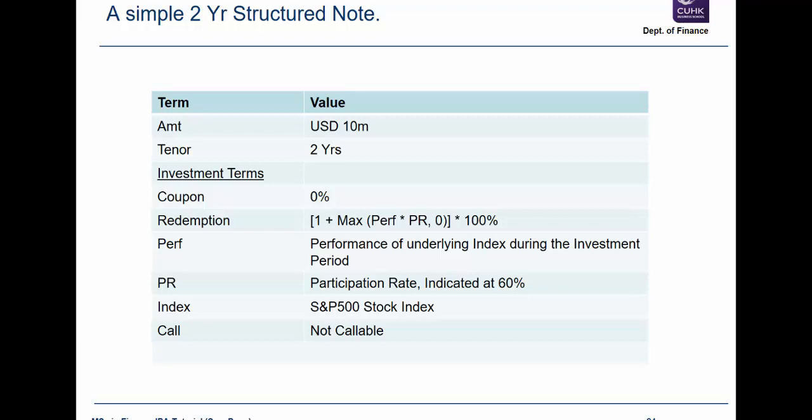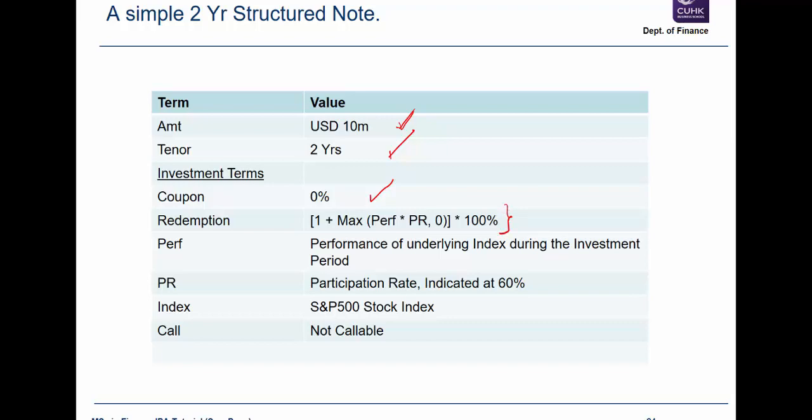So you have a $10 million investment, and this is a 2-year transaction. It doesn't actually pay any coupons, so that's the downside. You don't get any interest income. But at redemption, there is a formula here, which is actually quite elegant.